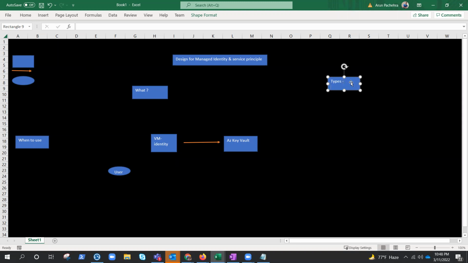Types, we got two types, system assigned. And as per the name, you can easily understand, system assigned is the identity which is assigned to the system, and user assigned is an identity assigned to the user. Now, you must be wondering, if you're assigning it to a user, why is it a managed identity? Well, don't worry, let me explain it. You would understand it. So let's try to understand the system assigned first.